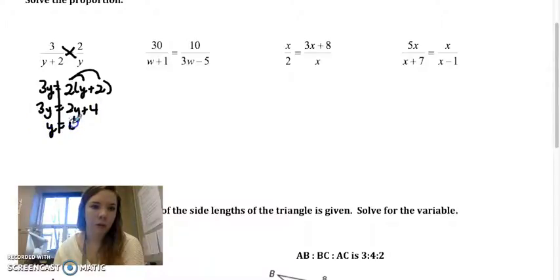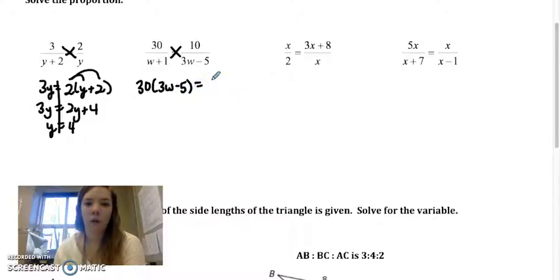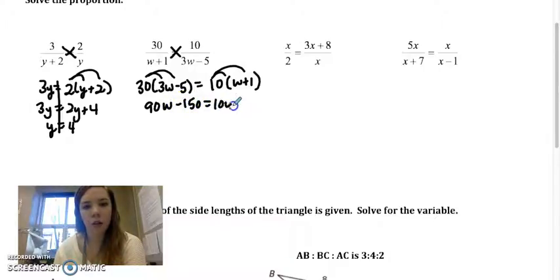So in this case, y equals 4. Okay, so we're going to do the same thing. Again, I want to remember to use parentheses so that I remember to distribute. It's a common mistake. So 90w minus 150 equals 10w plus 10.